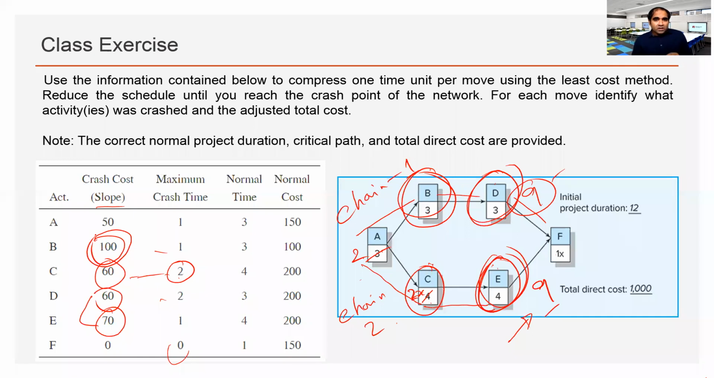What is the requirement of the end result? I mean, we can crash others as well. I'm not sure what that means. We can crash as long as an activity allows us to crash. So we need to look into the maximum crash time. We cannot crash A because we already reached the maximum crash time. We cannot crash C. We already used 2 units of crash time. We need to look into the maximum possible crash time.